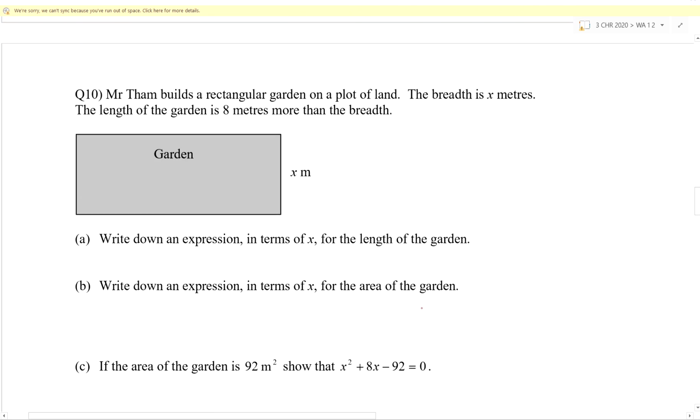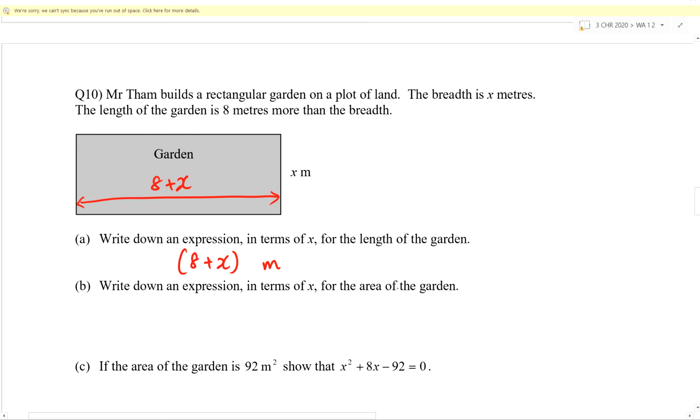Now there's a rectangular garden on a plot of land. The breadth is x. The length of the garden over here is 8 more than x. So this must be 8 plus x. Answer over here, 8 plus x, x plus 8, they are the same thing. So 8 meters.